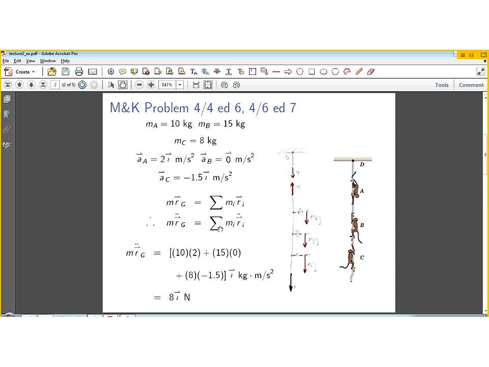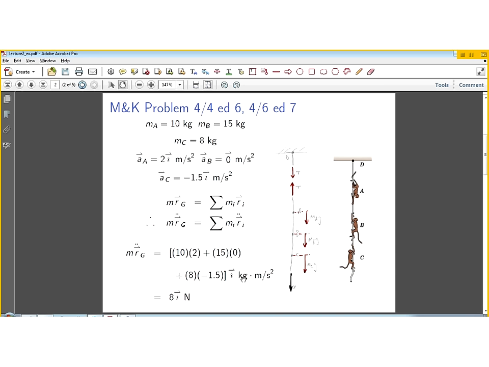And so we can say then that the sum of the product of the individual masses with their accelerations must be the first monkey mass 10 times acceleration 2, plus the second monkey mass 15 times acceleration 0, plus the third monkey mass 8 times acceleration minus 1.5. All of this times I, because these vectors are all in the I direction, and the units of this of course is kilograms times meters per second squared. On the right hand side here, I have something that I can calculate. If I do that, I find a value of 8I Newton.